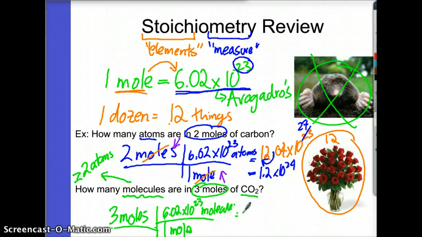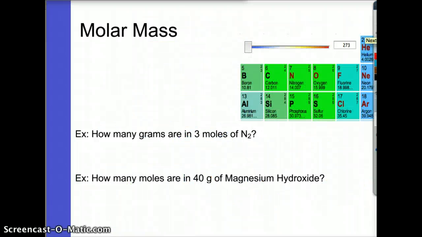And if you do the work and you check your answer, you should get 1.8 times 10 to the 24 molecules. That's using Avogadro's number. But the problem is we don't usually measure things in the lab using atoms and moles. We have to use more practical things. We have to use mass. We use scales. So this is where the role of molar mass comes into play.